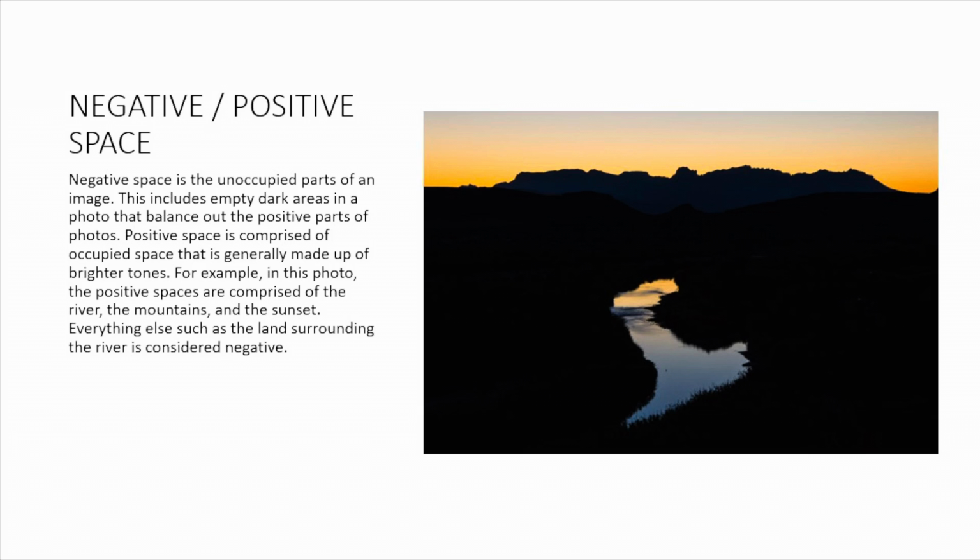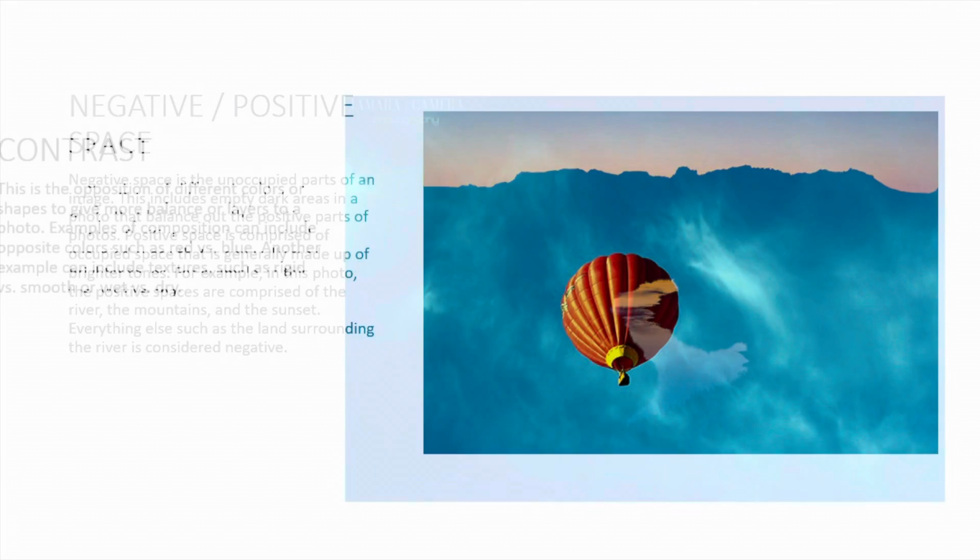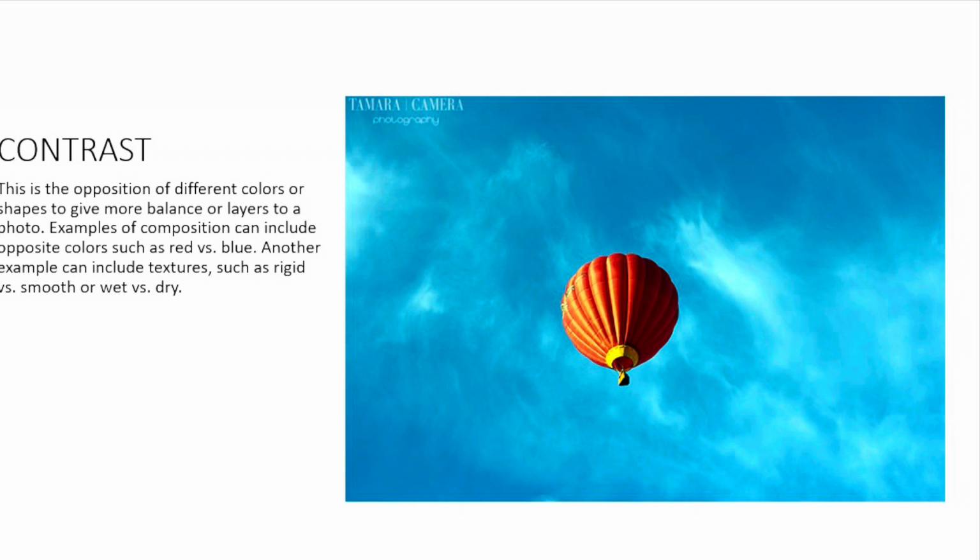Next is contrast. This is the opposition of different colors or shapes to give more balance or layers to a photo. Examples of this include red versus blue, or textures, such as rigid versus smooth.